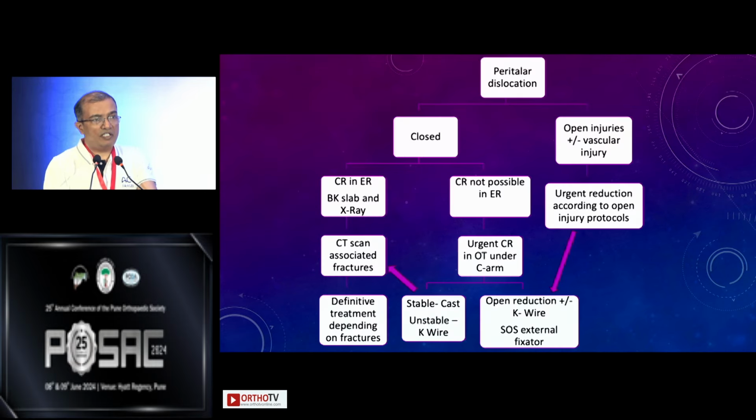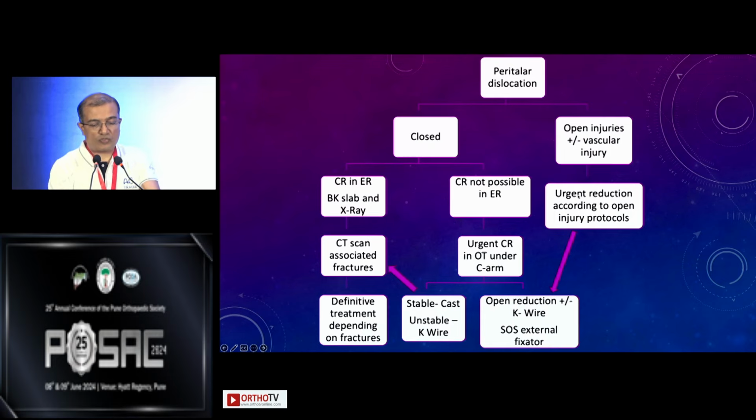This is an algorithm we will discuss. If this is a closed peritalar dislocation, try to do closed reduction in ER. If it is possible, post-op try to do a CT scan to see the reduction. And if it is stable, put on a cast. If unstable, put on K wires. If reduction is not possible in ER, try to do closed reduction in theatre. Not possible, then do open reduction and K wire.